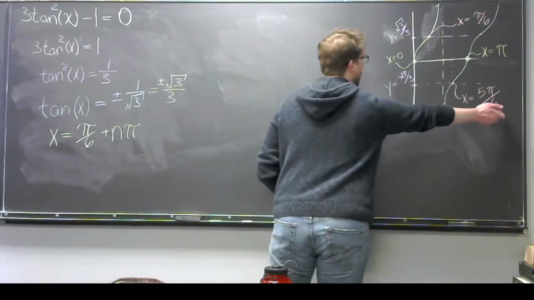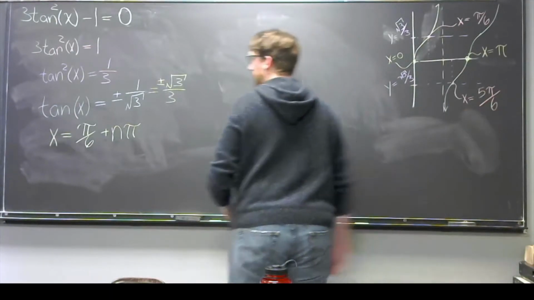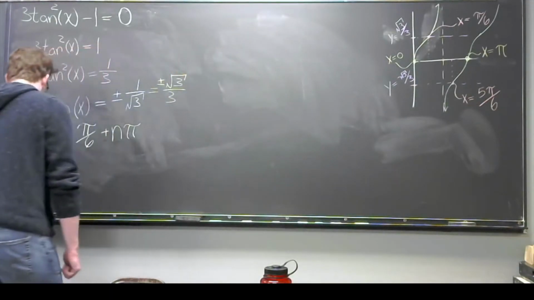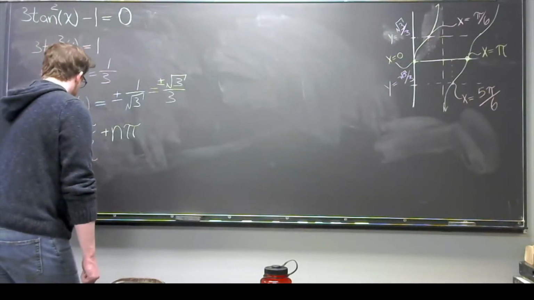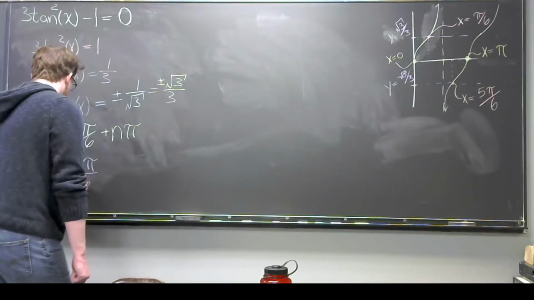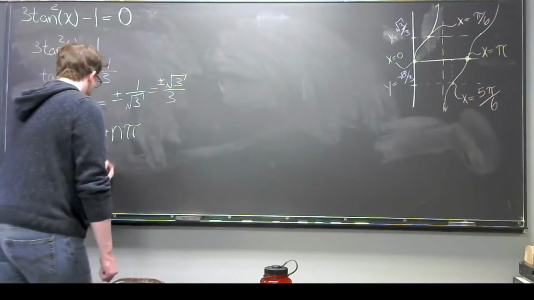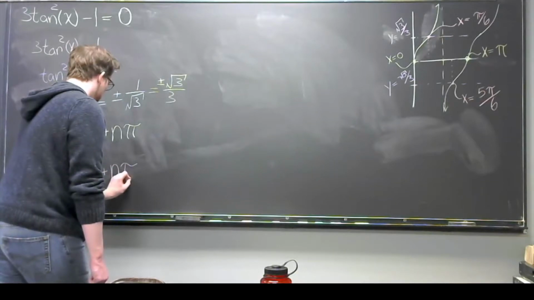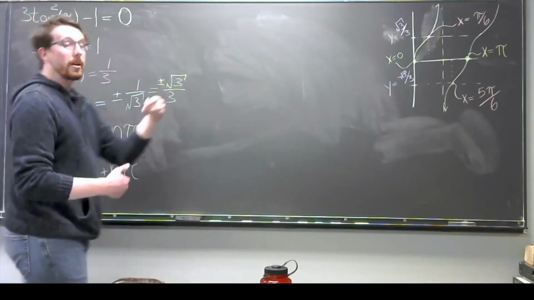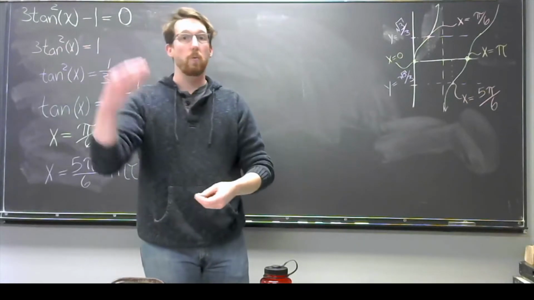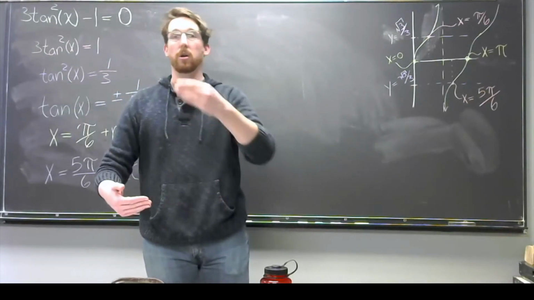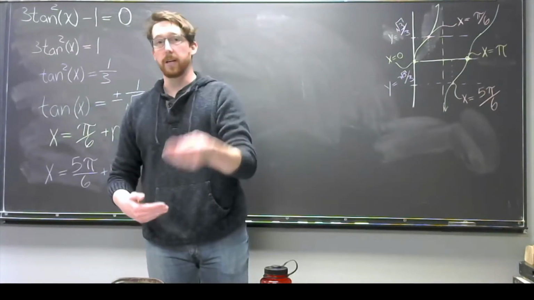Similarly, same thing's going to happen to this 5 pi over 6. So we're going to have x is equal to 5 pi over 6 plus n pi. Again, it's because it's periodic, it's repeating. And we want to capture every one of those repetitions.